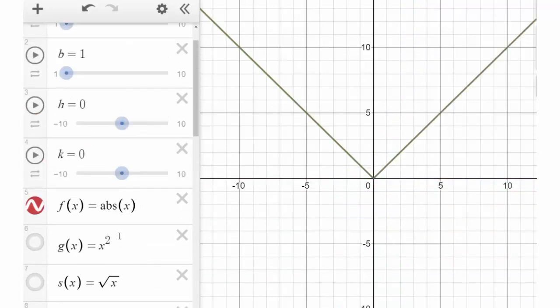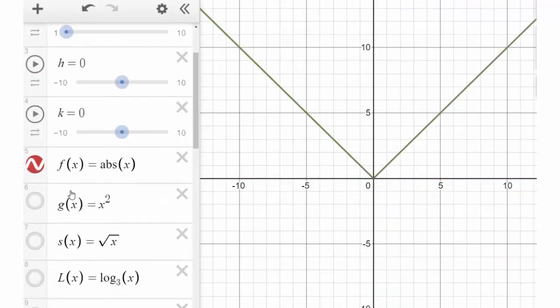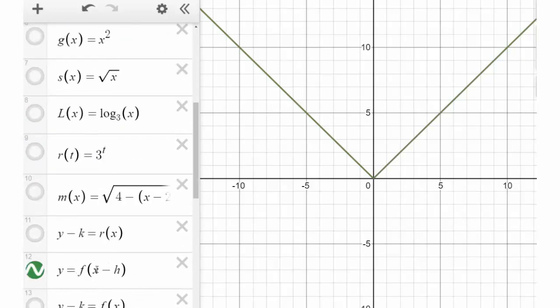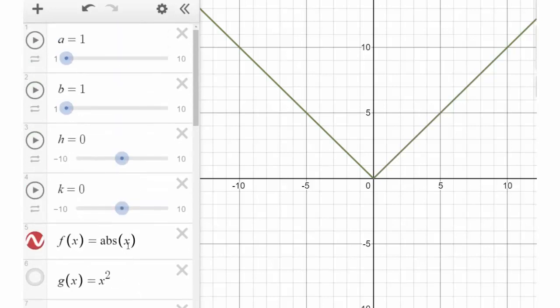All right, let's see what happens when you move the slider for h. So we'll have the f of x function, let's say, and y equals f of x minus h. So instead of y minus k, now we have x minus h for the input. And again, when h is positive, it moves to the right. When h is negative, it moves to the left. We'll see why that happens in a little bit, but right now we're just trying to see if our observations are working for all the functions.